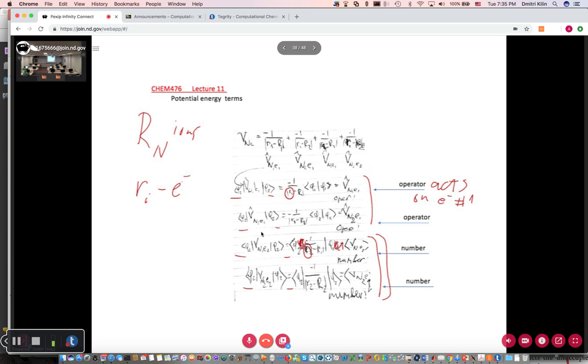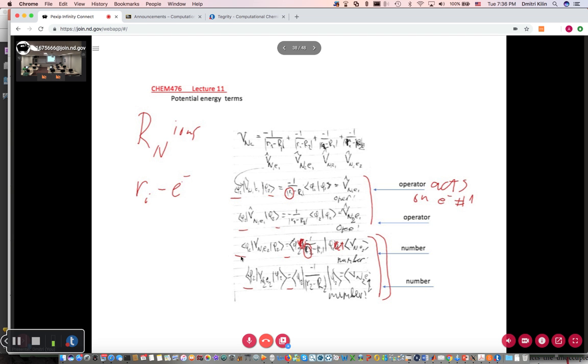Then, if we take the attraction of the first electron to the second nuclei, same story. We can put 1 over delta R out of the brackets, use the property of orthogonality, and it will again be a one-electron operator, which shows how much the first electron is attracted to the second nuclei.